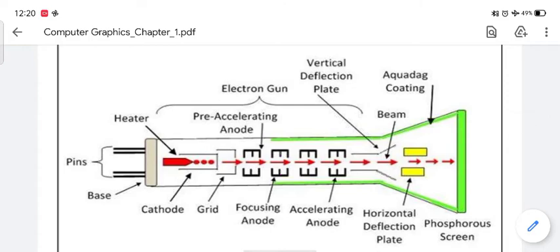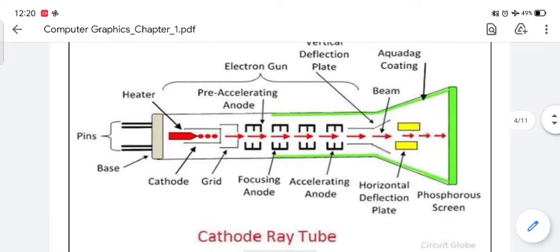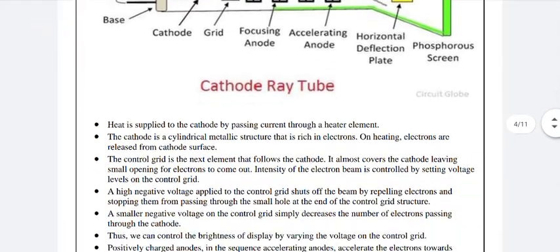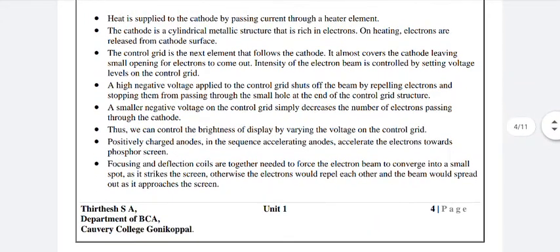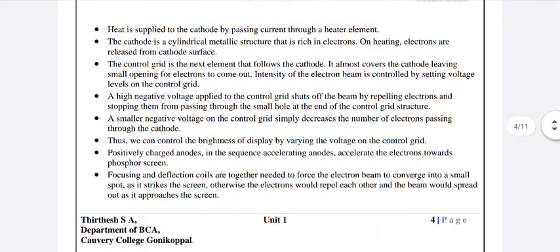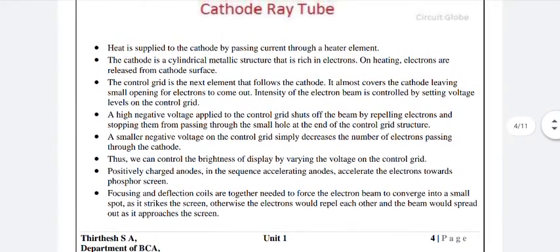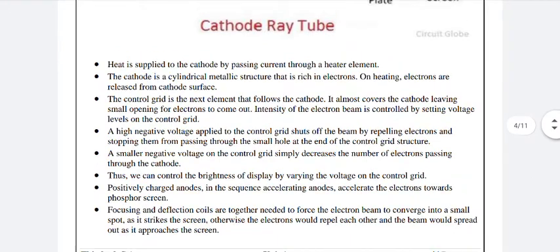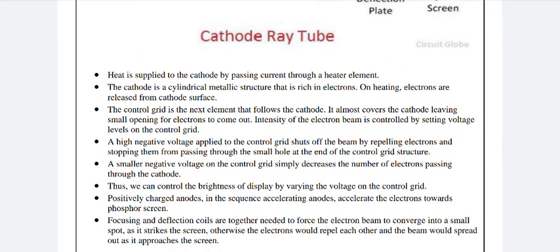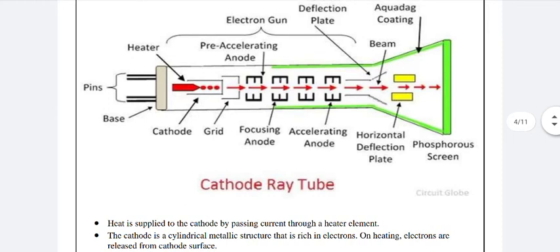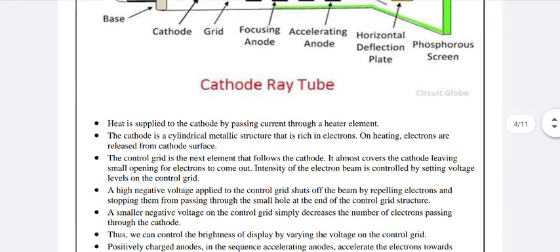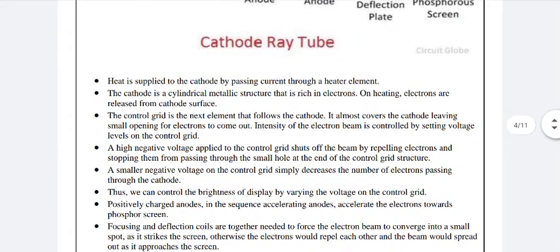So this is the image that you are going to see on screen, the cathode ray tube. As I have mentioned, the cathode is a cylindrical-shaped material structure that is rich in electrons. On heating, the electrons are released from the cathode surface. What is a cathode? It is a boundary, I can say. Next, why has a control grid been used? The control grid is used to control the flow of electrons.